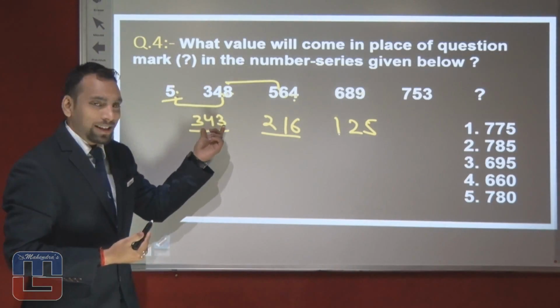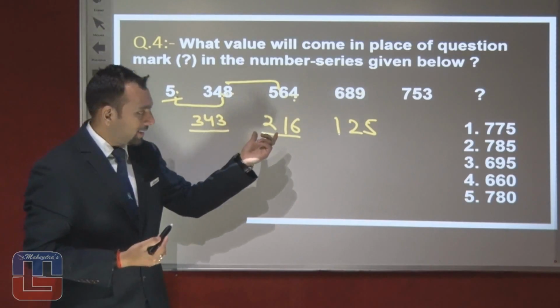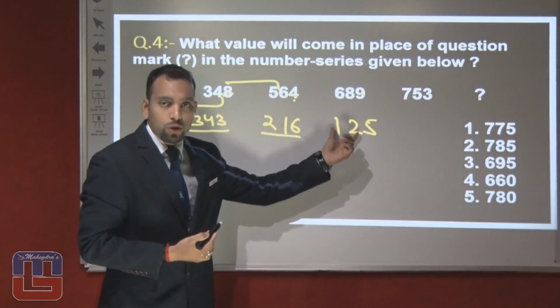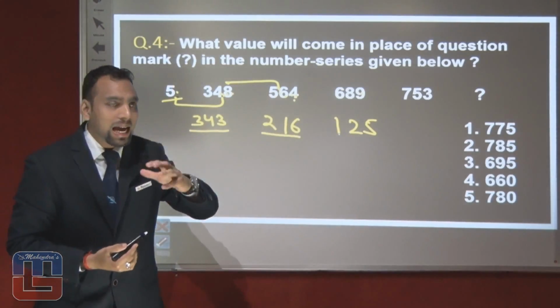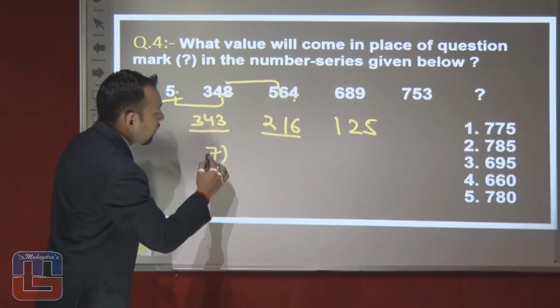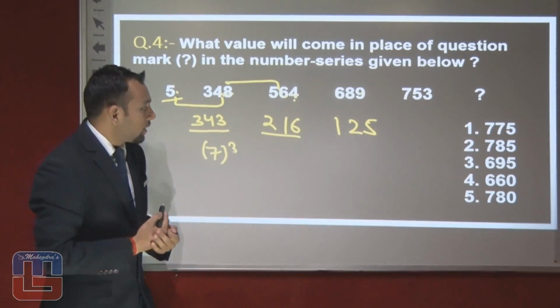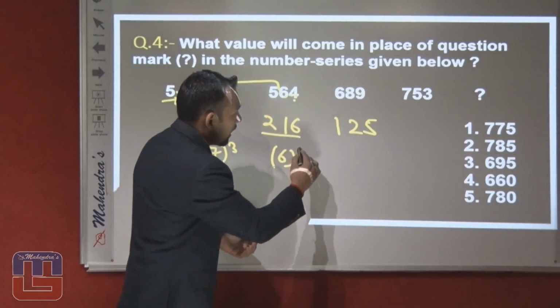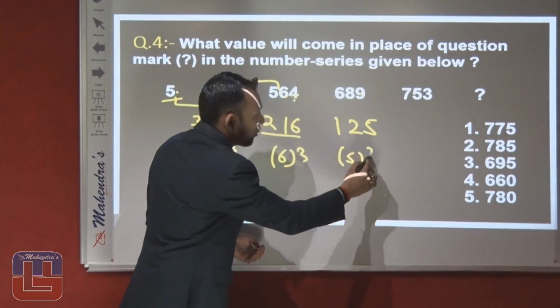Now see, this is a perfect cube. It's also a perfect cube. So we draw a conclusion that it is 7 cube. Alright, this is 6 cube and it is 5 cube.